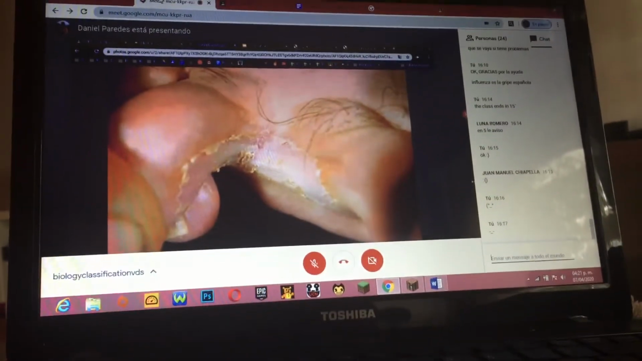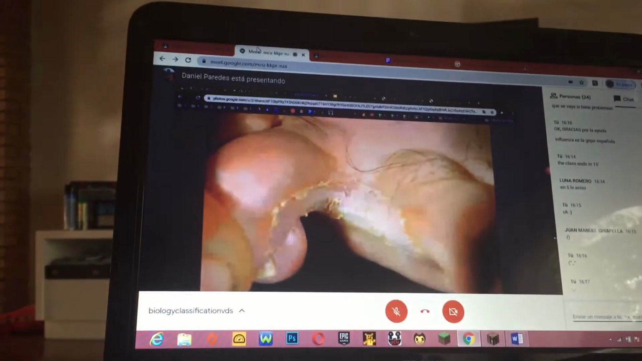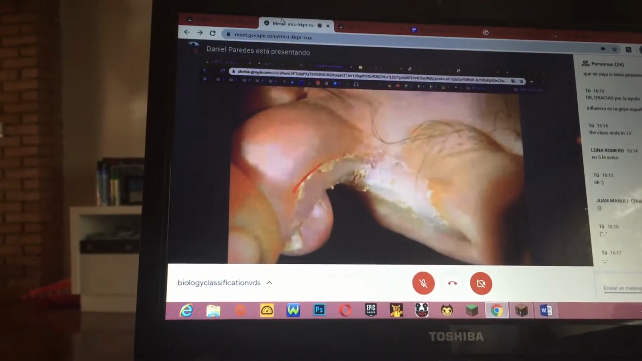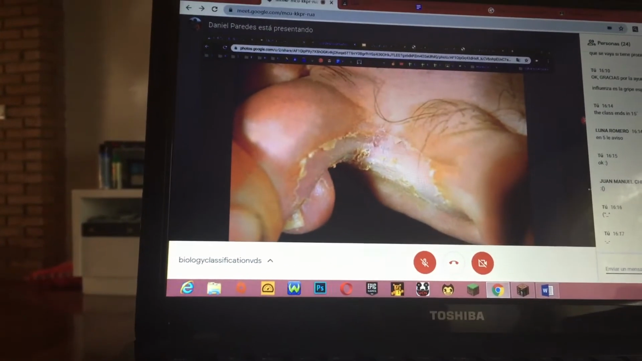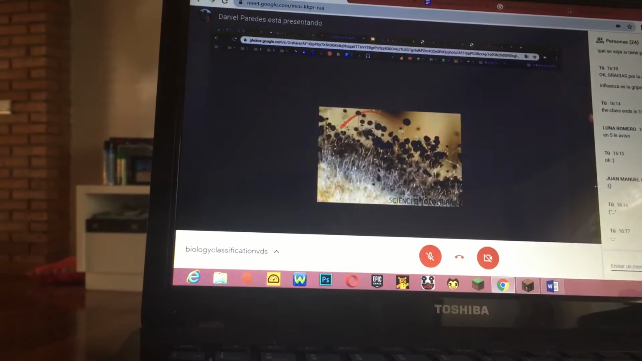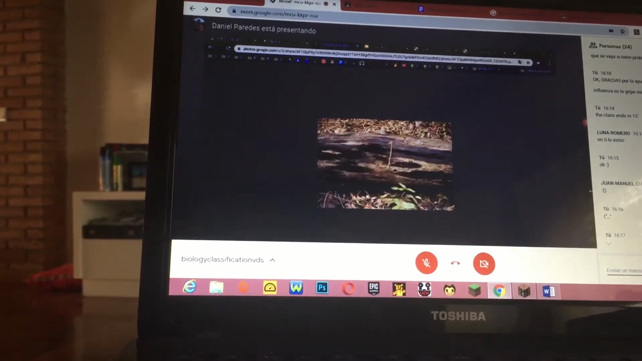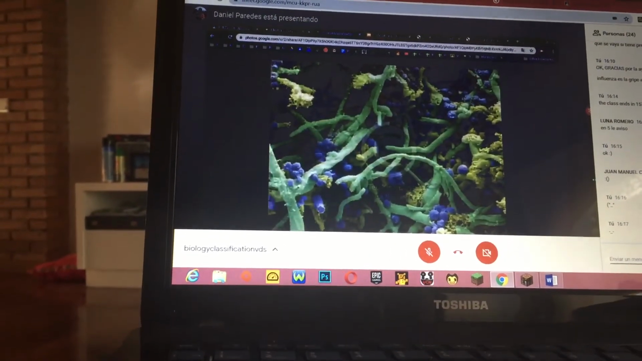And so this fungus is attacking this piece of wood. This fungus is attacking your dead cells, your dead skin, and it's living and thriving and is very happy to be here between your toes. This is a fungus on bread. Okay, another fungus, another fungus.